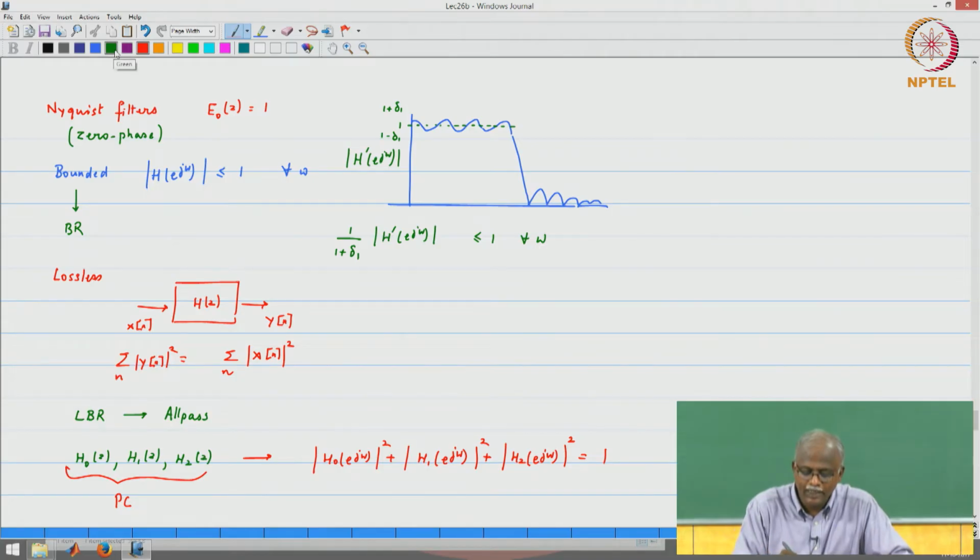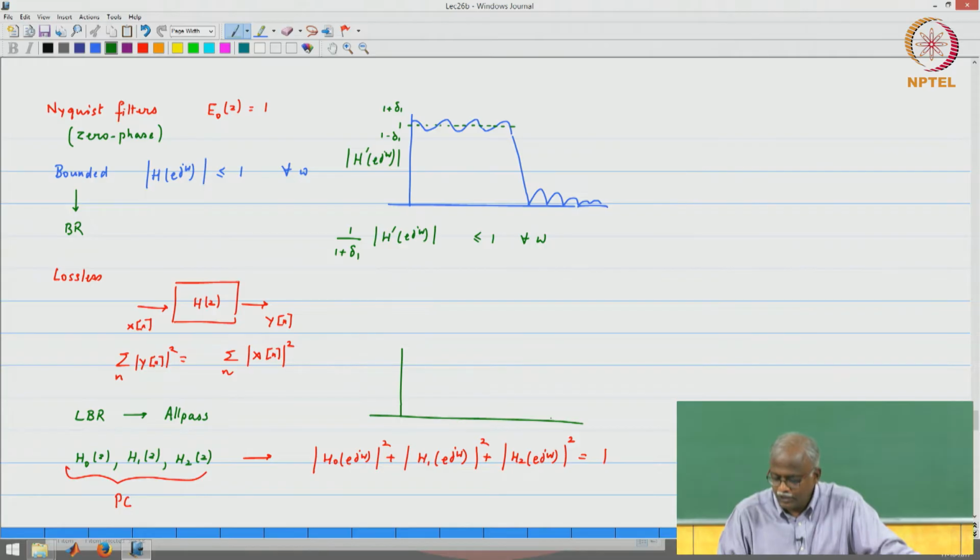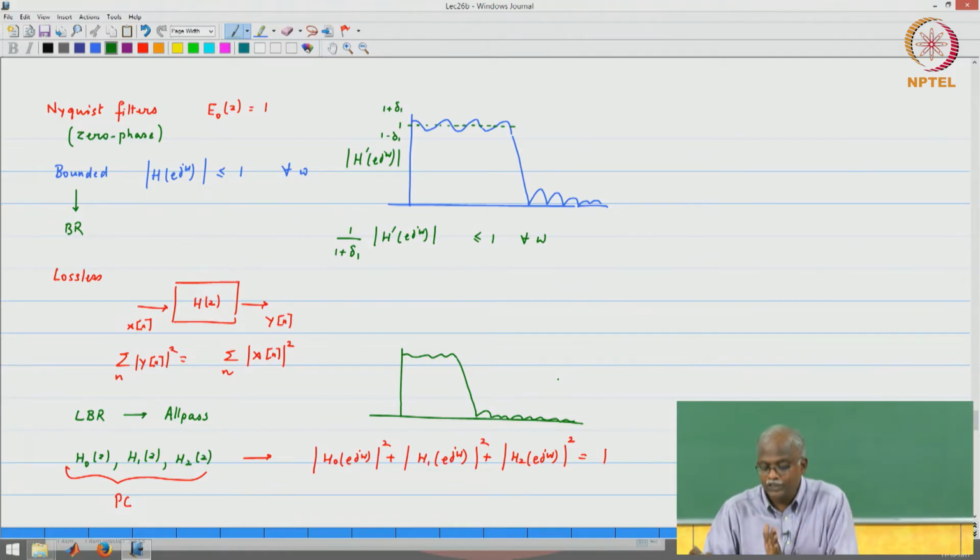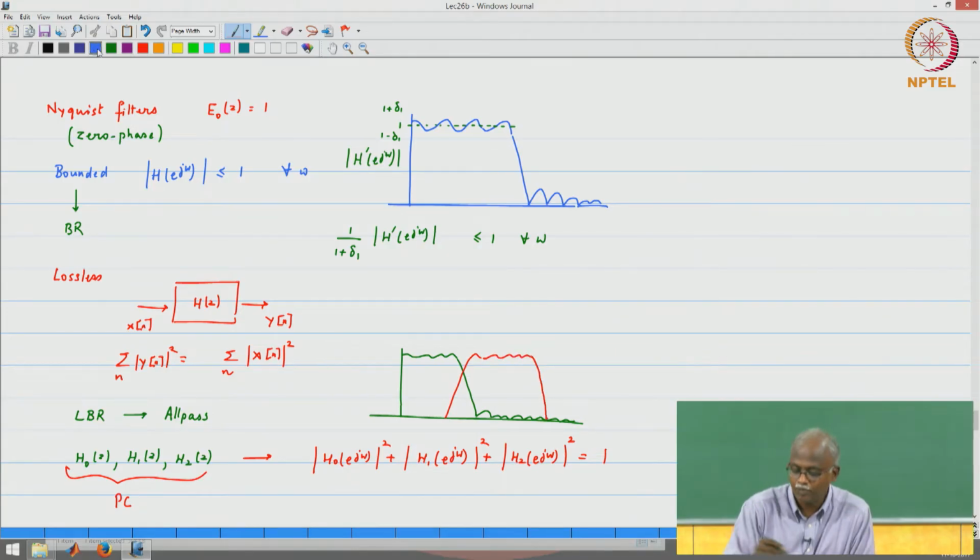And again, this is a very interesting observation that we can make. So power complementary filters, that means if I have this as one of the filters, okay. Now the H1, H2 probably need to be something of this type. Okay. You can visualize this as one combination of power complementary filters.